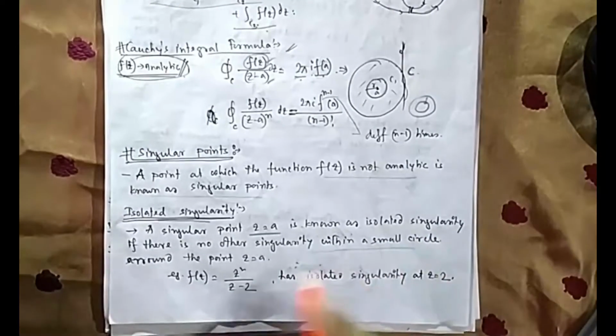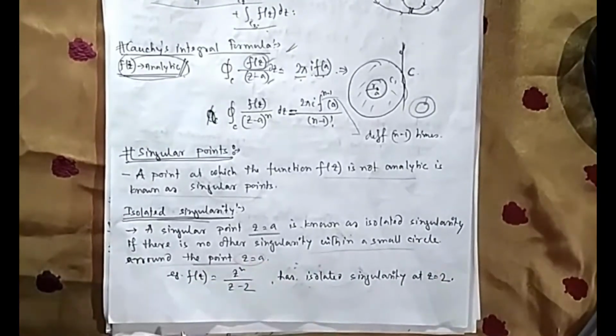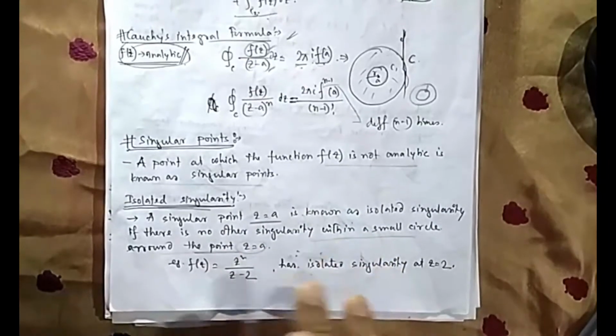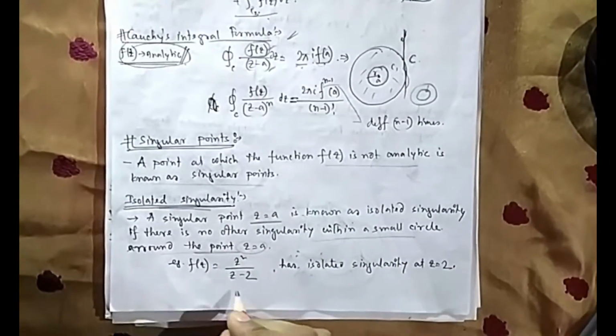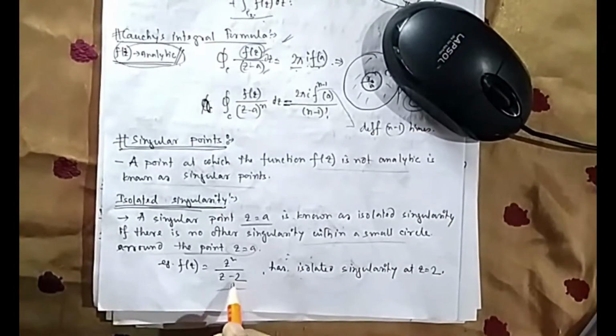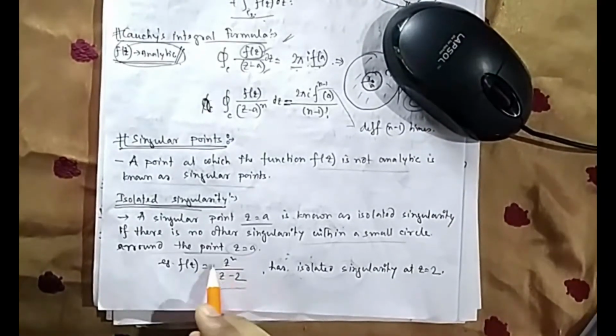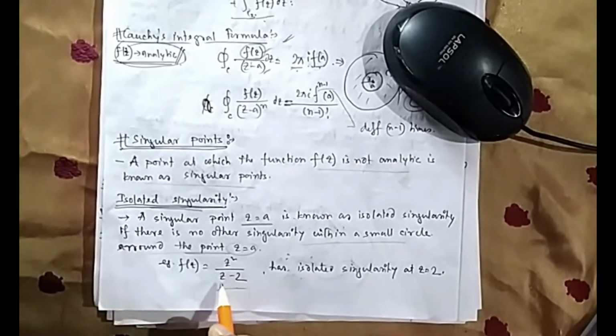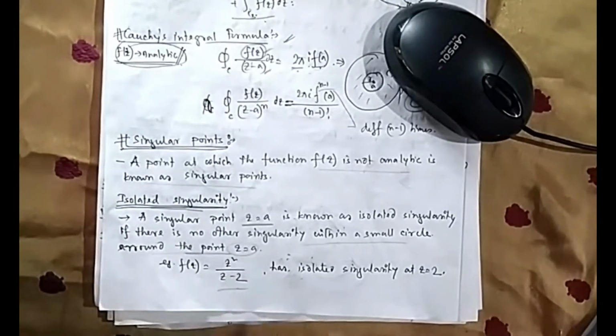If there is no other singularity within a small circle around z equal to a. These are all mathematical statements. What is the main thing they are talking about? If I take an example, so here z minus 2, you can see if you put z equal to 2, then it becomes discontinuous. So it is not defined, it is not analytic at z equal to 2. So z equal to 2 is a singularity.